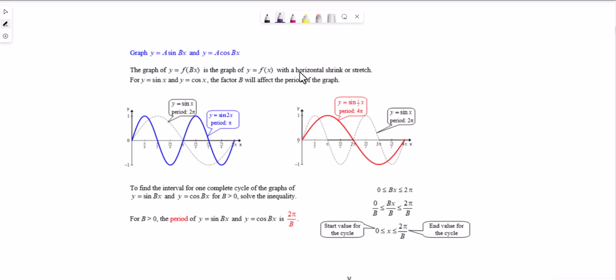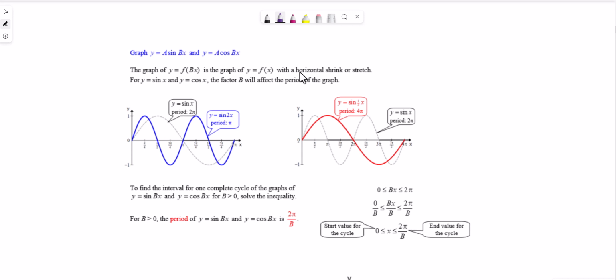Now we know what happens if we multiply sine and cosine by a number. Now what we want to see is what happens if we multiply a number by our angle, our theta. In this case, it would be a horizontal shrink or stretch. That means it's going to affect our period. Remember, it's usually from 0 to 2 pi. It's going to be really easy.